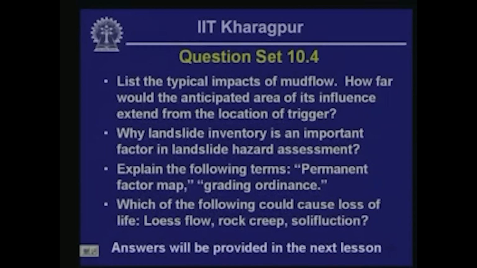So, we wrap up this particular lesson with a question set. The first one being, list the typical impacts of mud flow. How far would the anticipated area of its influence extend from the location of trigger? Second question, why is landslide inventory an important factor in landslide hazard assessment? Third one, explain the following terms: permanent factor map and grading ordinance. And finally, which one of the following could cause loss of life? Flow slide, rock creep and solifluction.